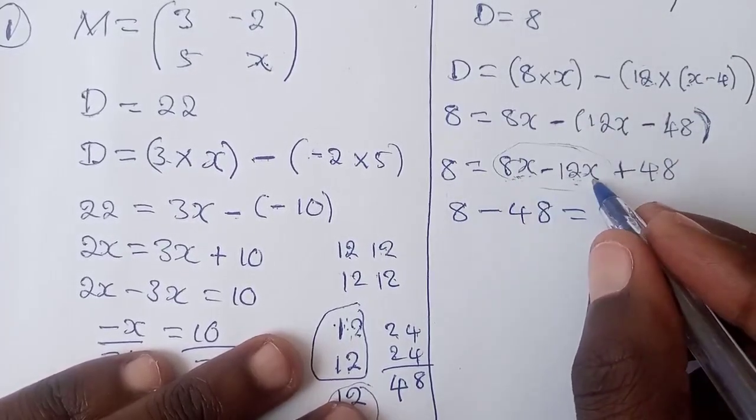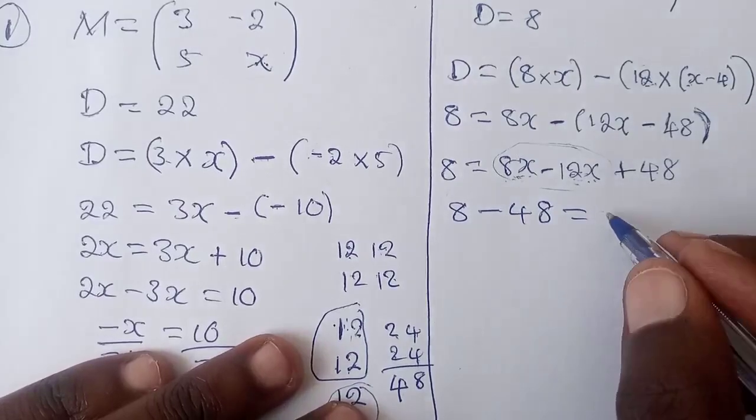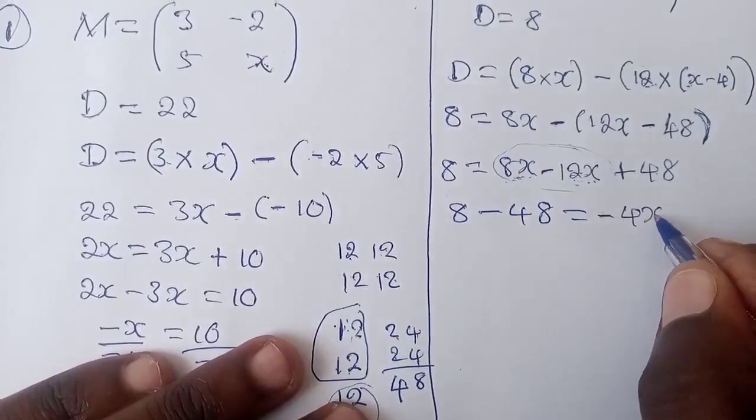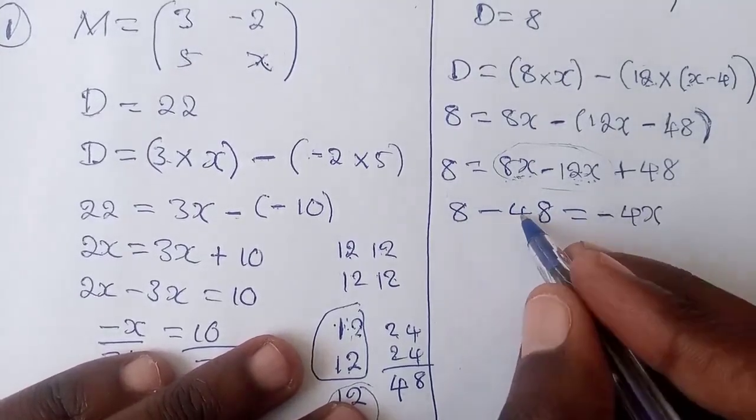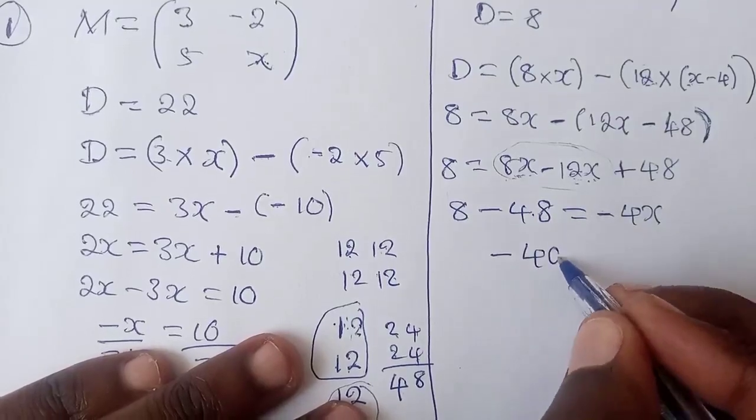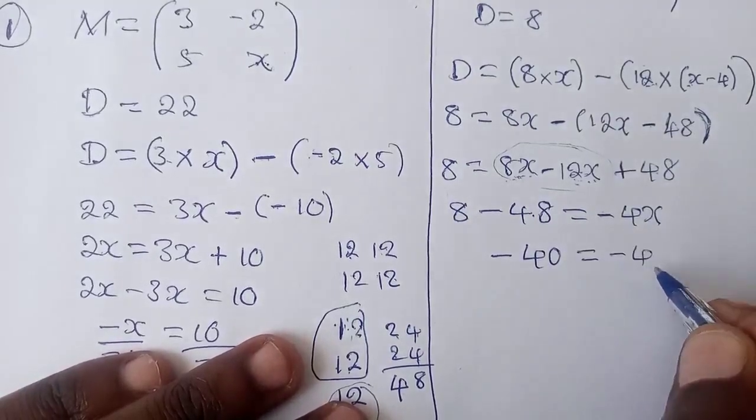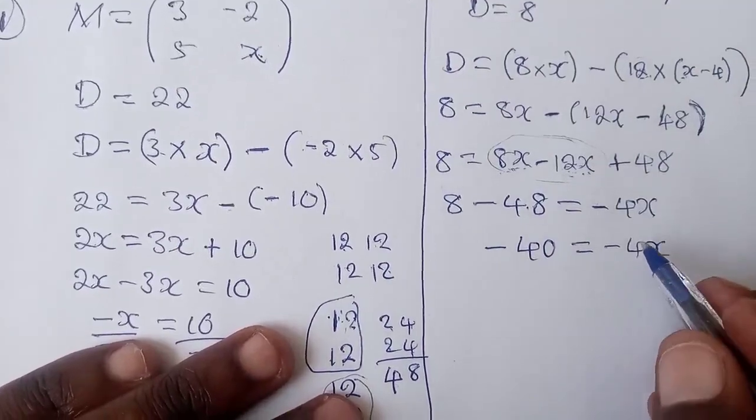8 minus 12 minus 12, it will be what? Negative 4x, like that. So what is 8 minus this one to be negative what? 40, like that, is equal to negative 4x. You want to find the value of x.